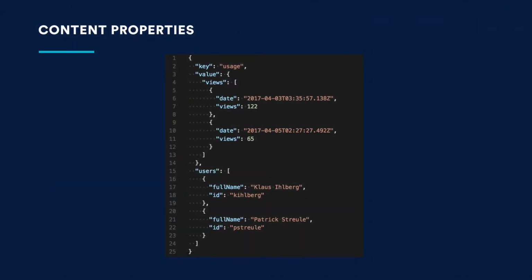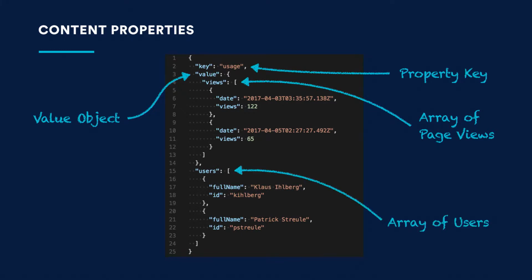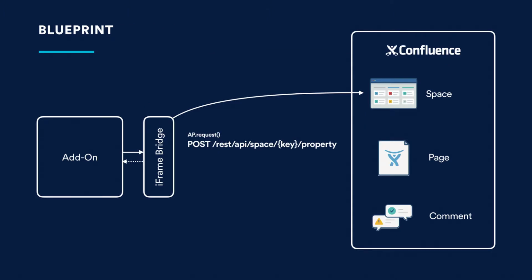The way you can do that in our products is by using content properties. Content properties are a very simple key value store. You define a key, and then you can store any kind of value object with it. So in our example, we use that to store the views, so date, and we increase a counter every time. And secondly, we store the users that last visited that site.